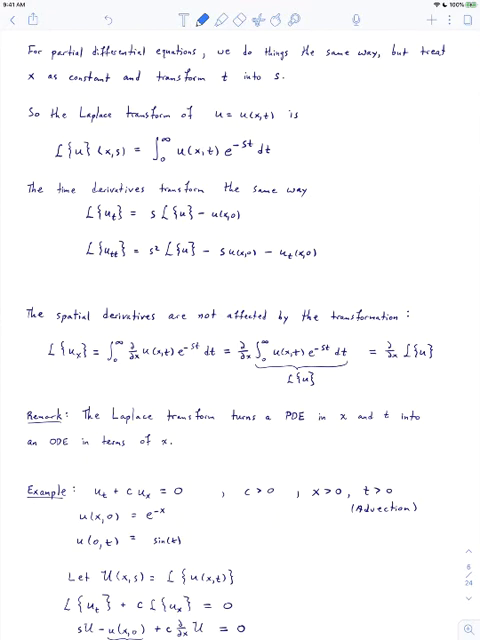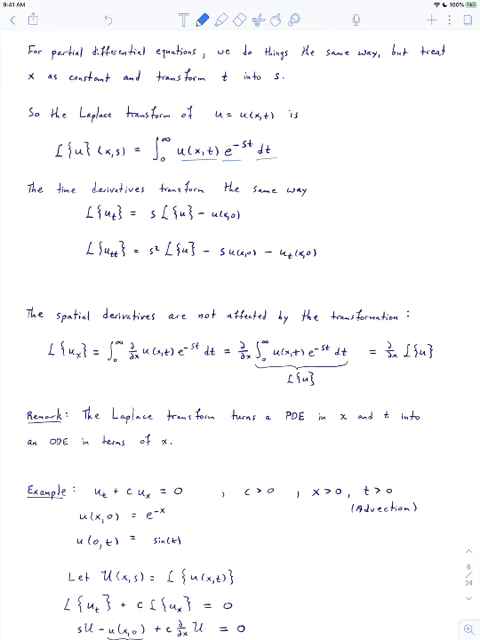For partial differential equations, we do things in basically the same way, but we treat x as constant and transform t into s. So the Laplace transform of a two-variable function u, a function of a spatial variable x and a time variable t, is given by the same formula. You just have an extra x floating around, treated as a fixed parameter. So the Laplace transform of u at x comma s is the integral from 0 to infinity of u at x comma t times e to the minus st dt.